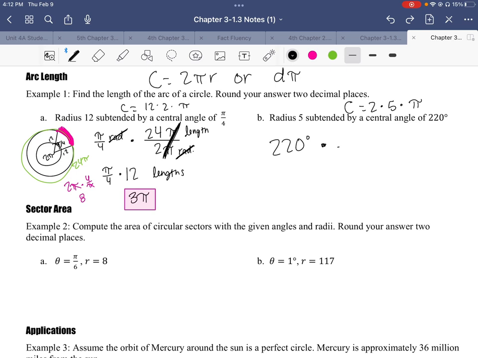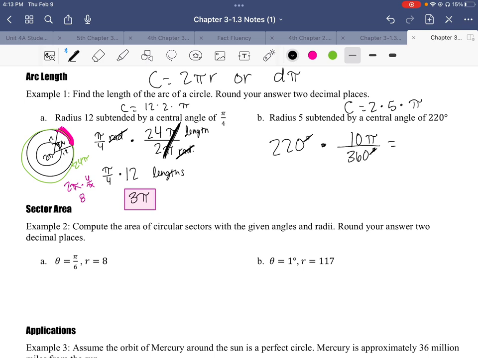So we actually want to use the degrees, and we want the degrees of the circle on the bottom. The reason we want it on the bottom is so that these degrees will cancel. Okay, and so this is the entire circle, and then this value is the entire circle, so we put 10 pi there.